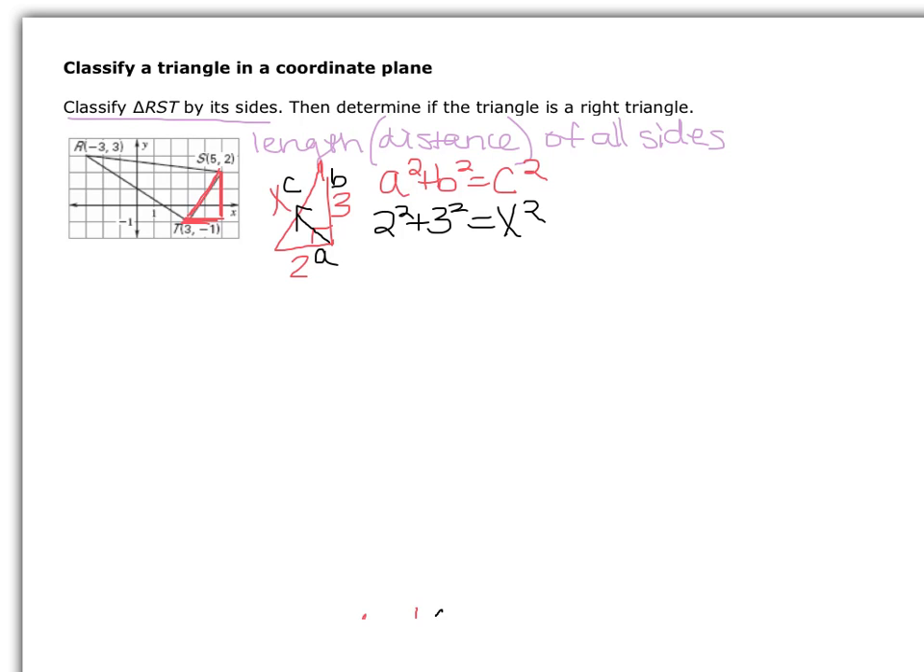So now you're just going to go through and solve this for x. 2 squared is 4, 3 squared is 9, equals x squared. So 13 is x squared. You have to take the square root of each side, and then you can get your answer, which is 3.6. So this side of the triangle is 3.6. Now you're just going to continue to build your triangles.